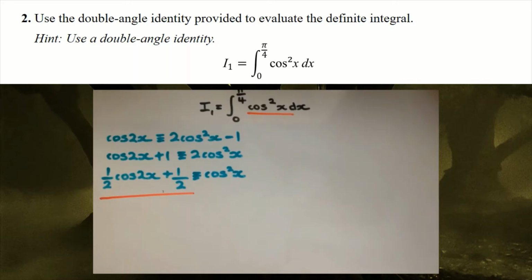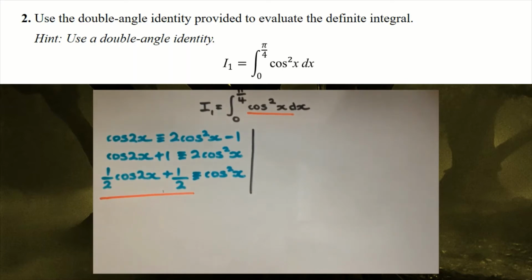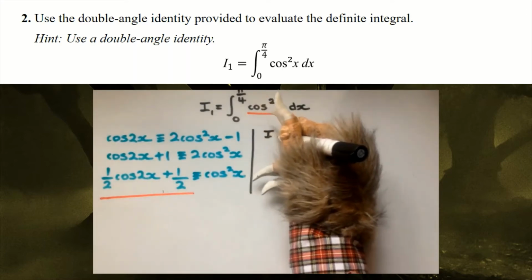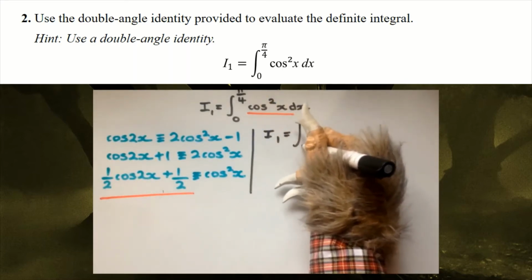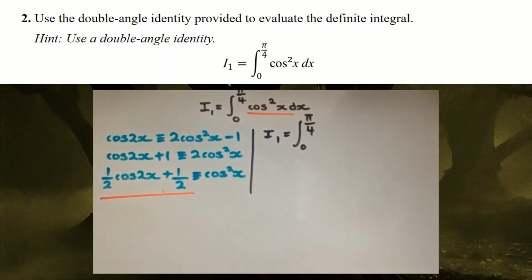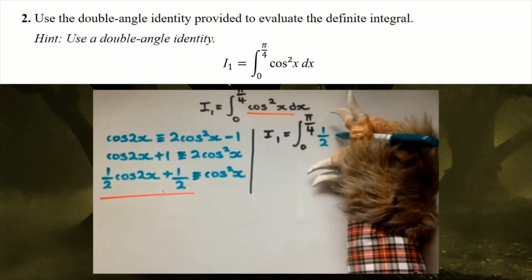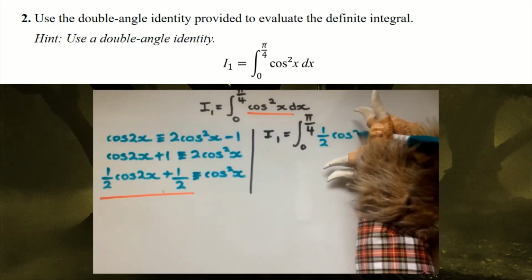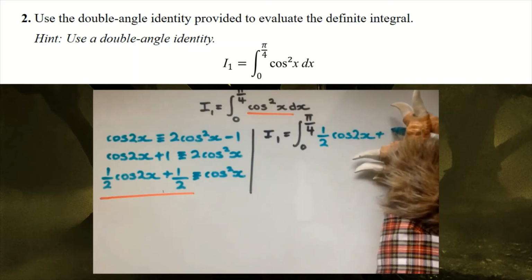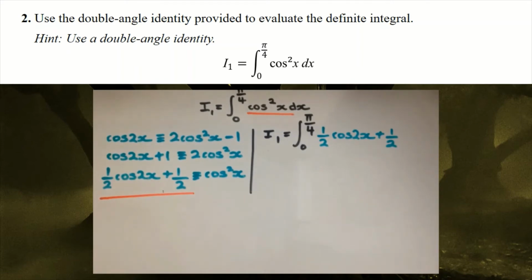I'm just going to partition the board just so I have a bit more room. Like that. So my I1 is now going to be equal to the integral from 0 to pi over 4, and why not just make it really, really clear that I've done a substitution here. So this is going to be 1/2 of cos 2x plus 1/2, like that, and that's integrated with respect to x.